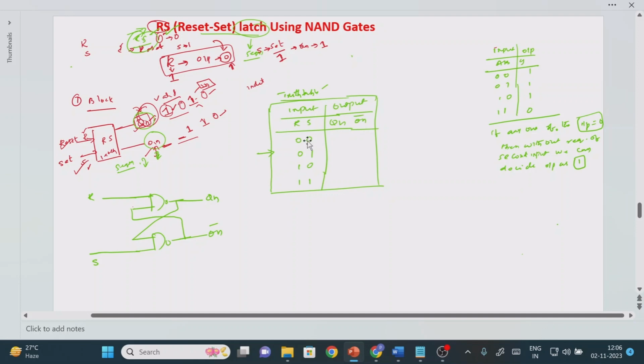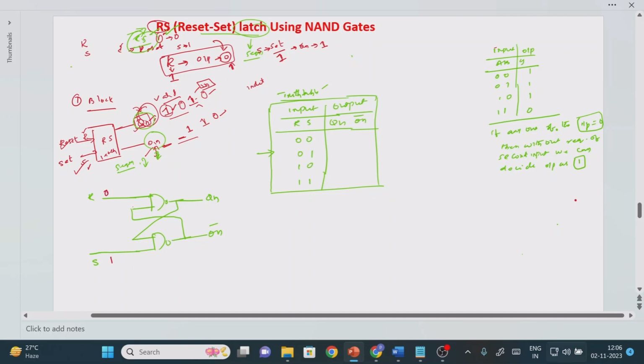So first we will consider the second combination. What is the R value? 0. What is the S value? 1. It means that I am taking the R value 0, S value equal to 1.